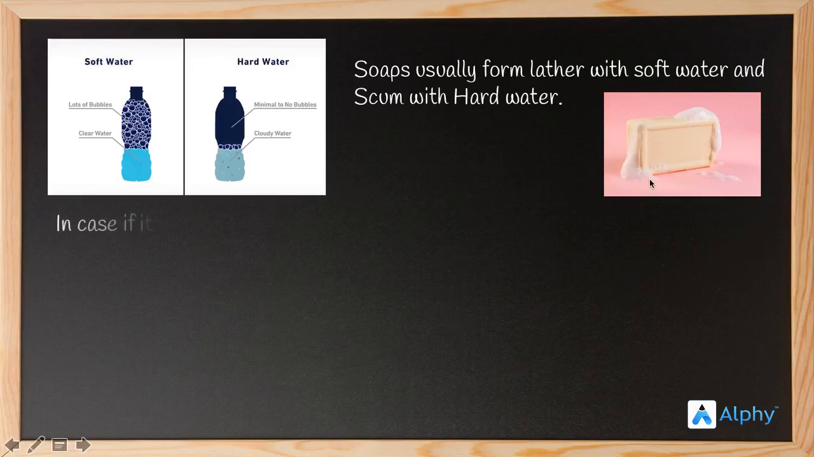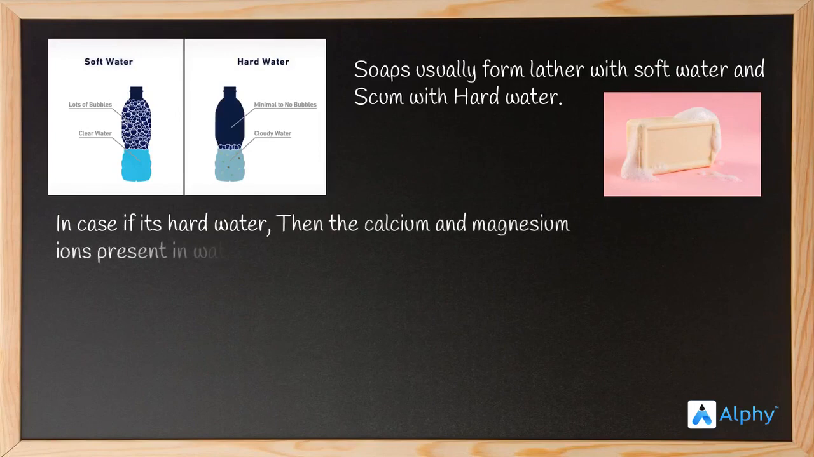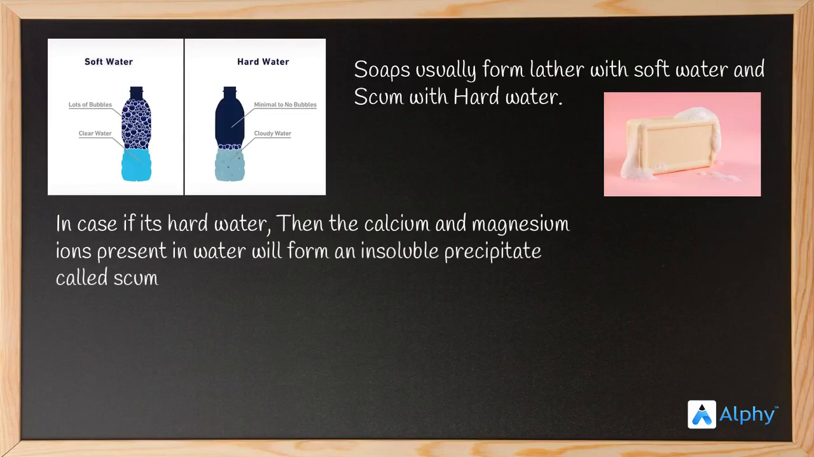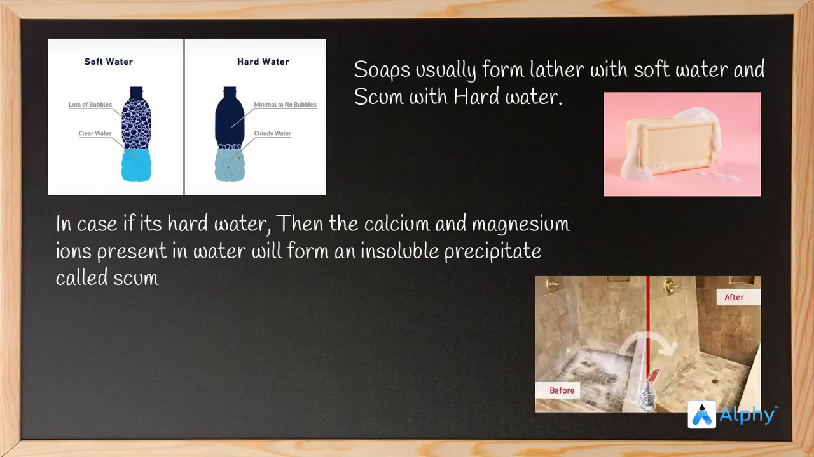In the case of hard water, the calcium and magnesium ions present in the water form an insoluble precipitate called scum. When you add soap to this hard water, there is a reaction going on between the soap and the hard water. Hard water has calcium and magnesium ions, so the soap reacts with these ions and forms an insoluble precipitate, a cloudy substance called scum.